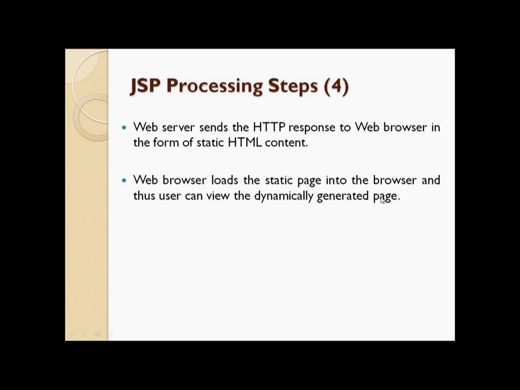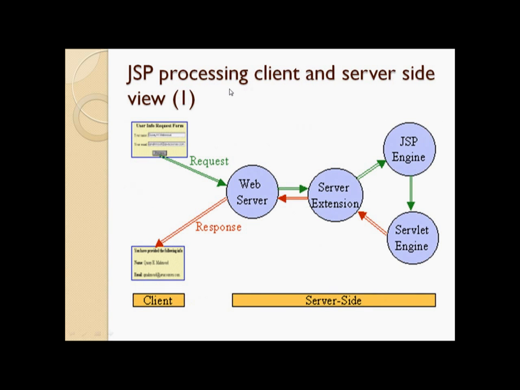So, in order to process the JSP page, there are five main steps which one needs to understand. One is the client will create a request using JSP, which will be sent or forwarded to the web server. So this is step number one. Over the internet, this request will come to the web server.